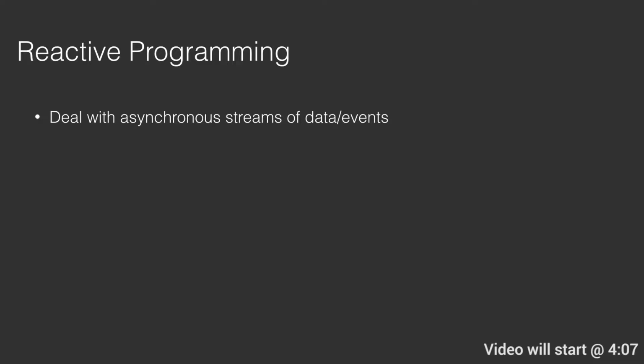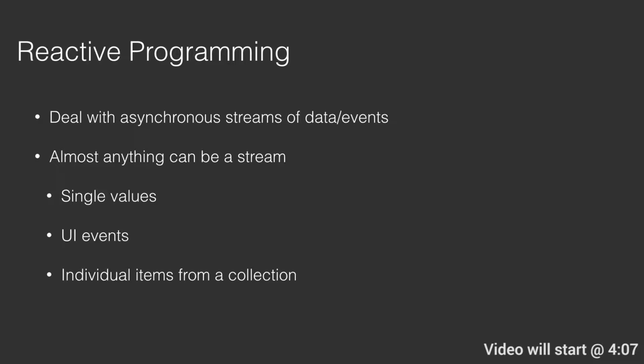So reactive programming is basically dealing with asynchronous streams of data and events. Almost anything can be a stream. It could be a single value, UI events like touches on a view, or individual items from a list or other collection.